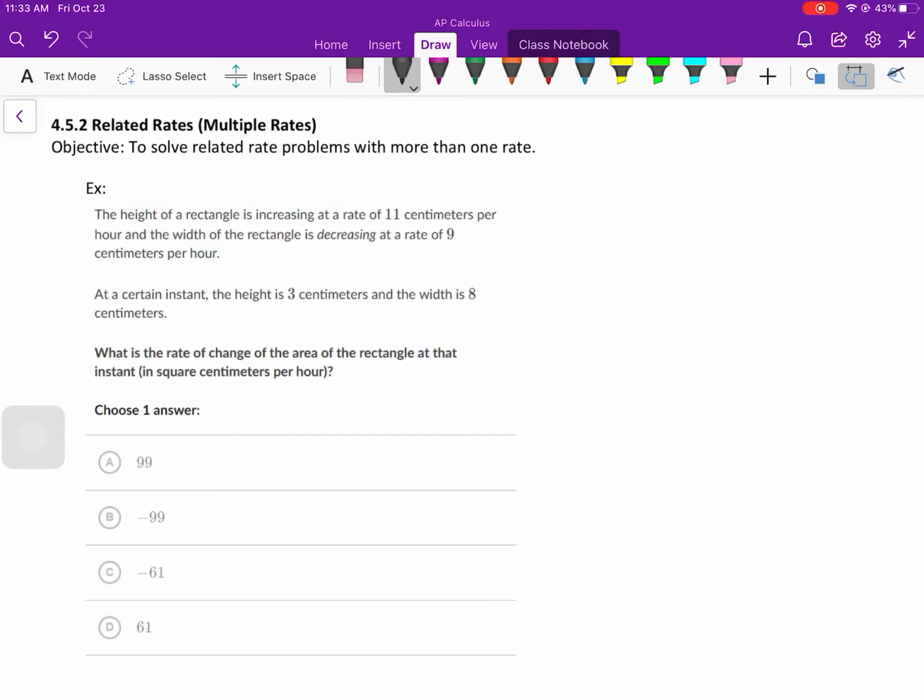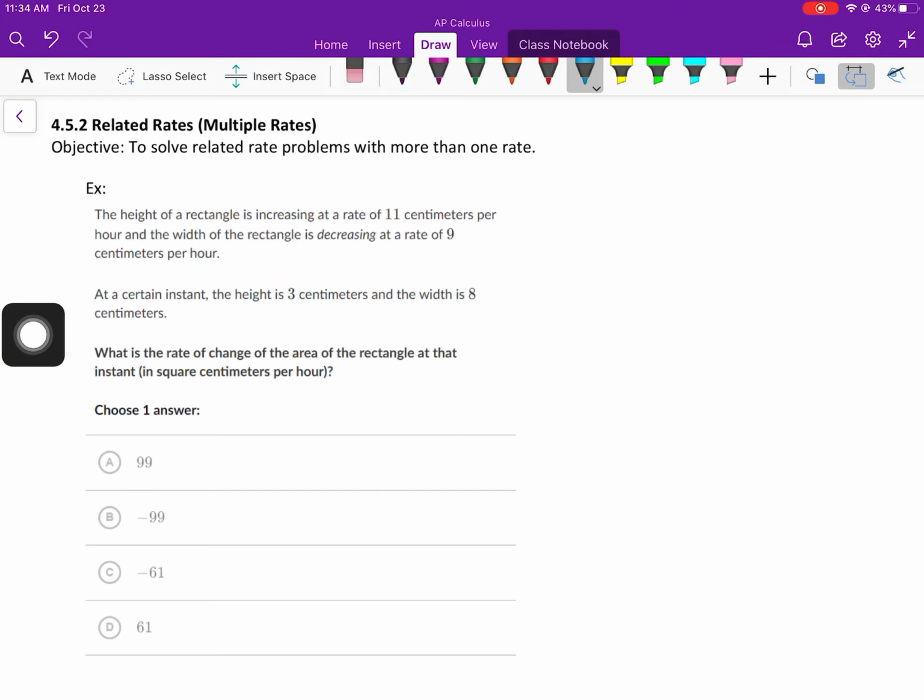We're going to go ahead and take this up a step. So we're going to have multiple rates going on. Don't freak out. I think sometimes what happens in these though is we do have some product rule going on. And we'll take a look at this. So the height of a rectangle is increasing at a rate of 11 centimeters per hour, while the width of the rectangle is decreasing at a rate of 9 centimeters per hour.